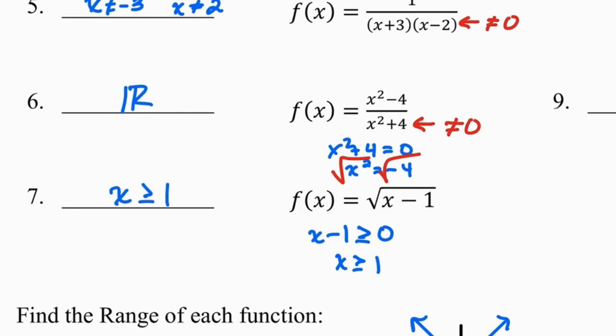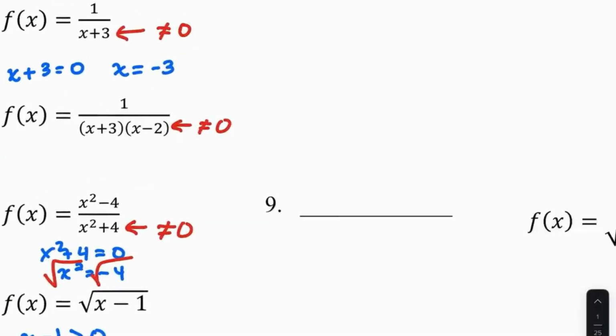Again, we're assuming that we're talking about every x value in the real number system, but for this one, we're restricted. We can plug in 1, because then we get 0, square root of 0 is 0, that's fine, and then anything bigger than that. If I try to plug in anything less than 1, you end up getting negative numbers, and you can't square root those and get real numbers.